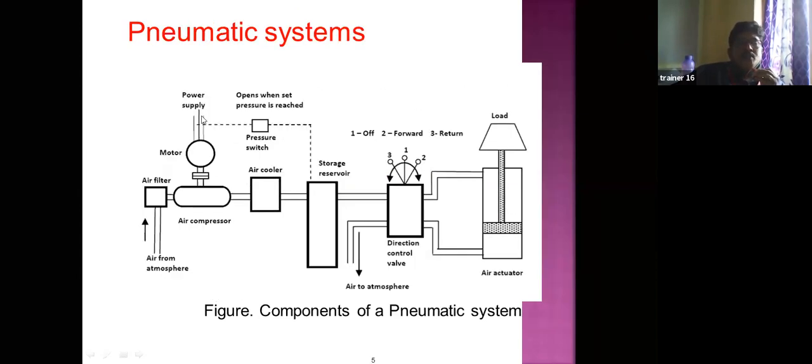Pneumatic system. These are the components of the pneumatic system. What we discussed now, right? The air from the atmosphere, the pneumatic power supply, what we discussed. Here it is the same, I will repeat it again.